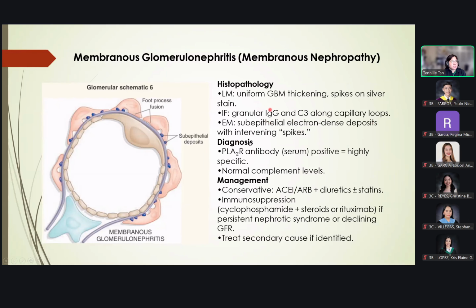So diagnosis, if you have PLA2R antibody positive, it's highly specific for membranous GN, and you can have normal complement levels. So management is typically conservative: ACE inhibitor or ARB plus diuretics with or without statins, and then only use immunosuppression if the patient has persistent nephrotic syndrome or declining GFR. If it's because of secondary causes, of course, we need to treat the secondary cause.